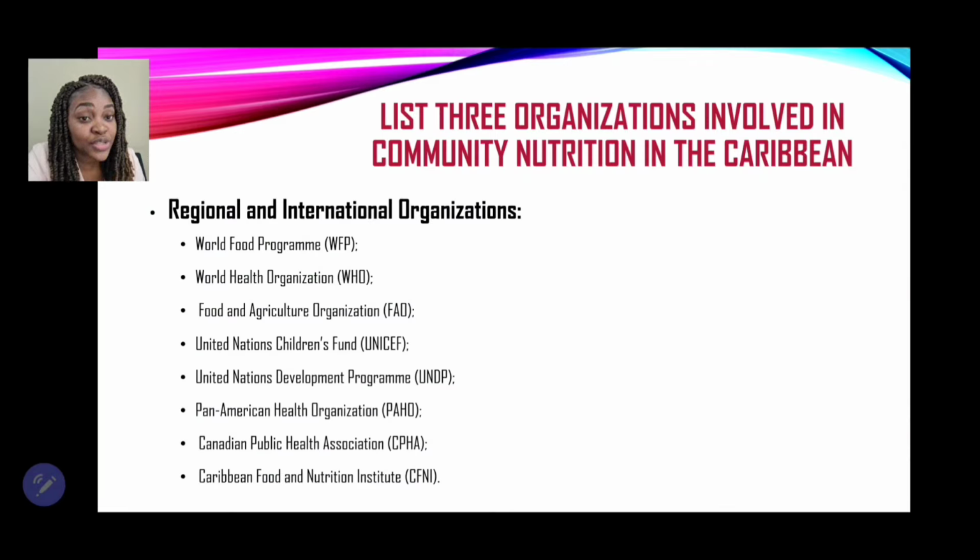and if you want to put the acronyms, the abbreviations, in brackets, you can. But ensure that you write the full name for these organizations so that you can get your marks, all right? Okay, let us move on to the next question. Explain 2 roles of community nutrition in the Caribbean.